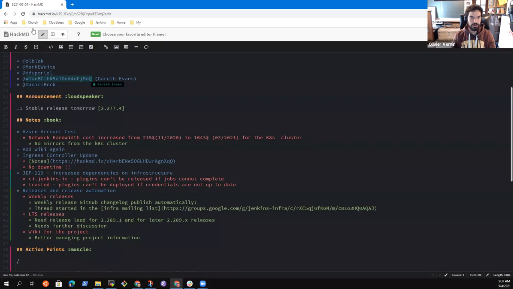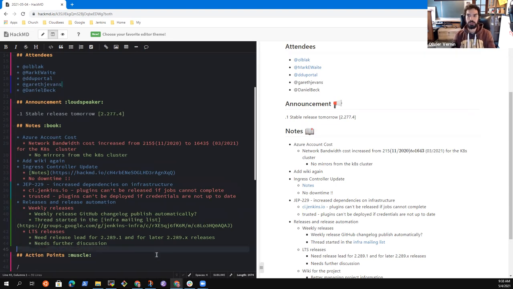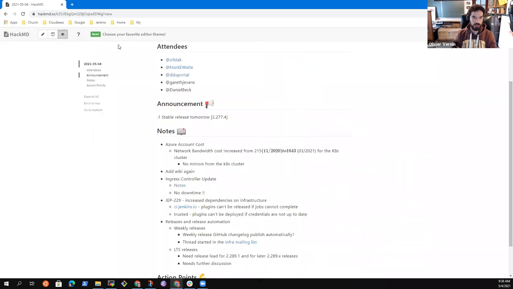One thing that I noticed is the network bandwidth cost increased since November to now from $200 to $1,600. So it's a major increase. It's probably because we redirected a lot of traffic for the mirrors on the Kubernetes cluster, which is something that we fixed last week. So it's still too early to identify a trend, but we still need to identify other services where we could reduce the cost. Anyway, this is something that we have to work on.